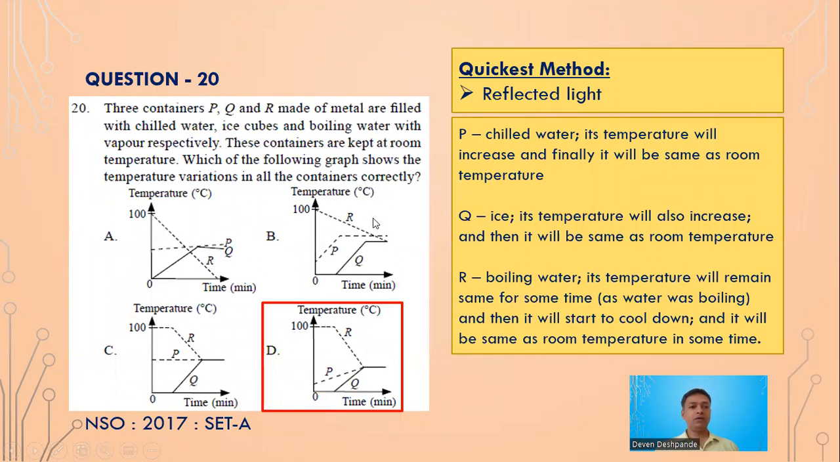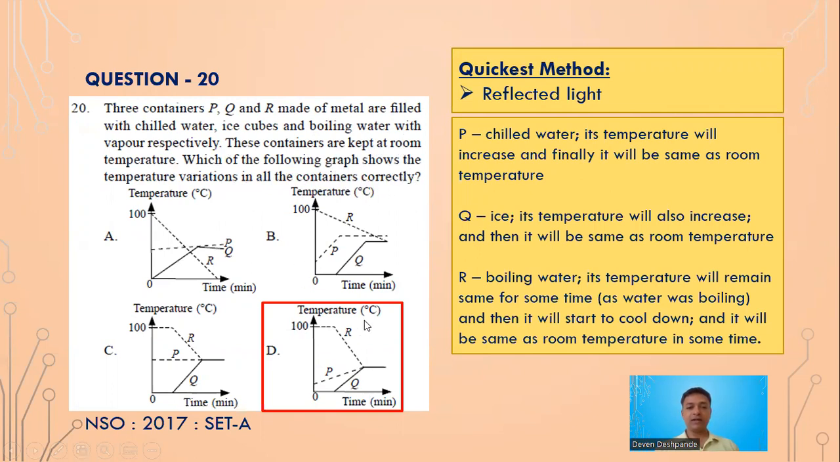Okay, next one. Three containers P, Q, and R are made of metal and filled with chilled water, ice cubes, and boiling water. So in P there is chilled water, in Q there are ice cubes, and in R there is boiling water with vapor, respectively. These containers are kept at room temperature. Which of the following graphs shows the temperature variations in all the containers correctly?